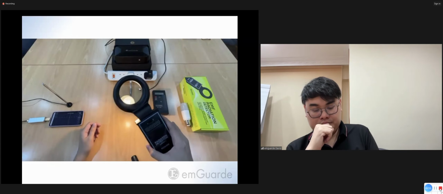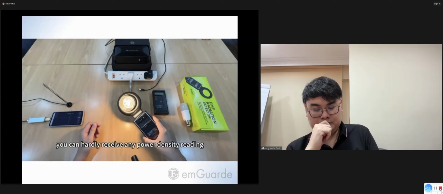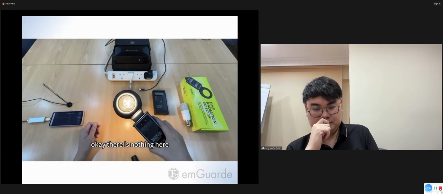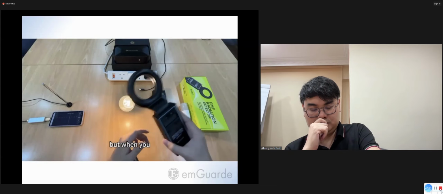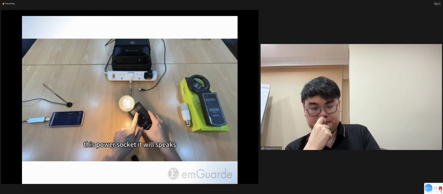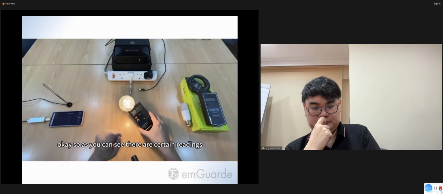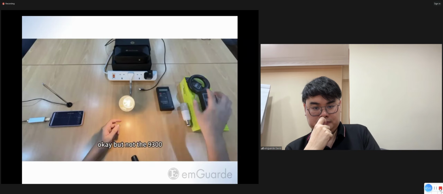Now, if I were to do the same measurement using the 9300, if you notice, you can hardly receive any power density reading, okay? There is nothing here, it shows 0, although the light bulb is on, okay? Now, but when you measure using the conventional detector, as long as there's electricity going through this power socket, it will speak some reading here, okay? So as you can see, there are certain readings going on this detector, okay? But not the 9300, as you can see.